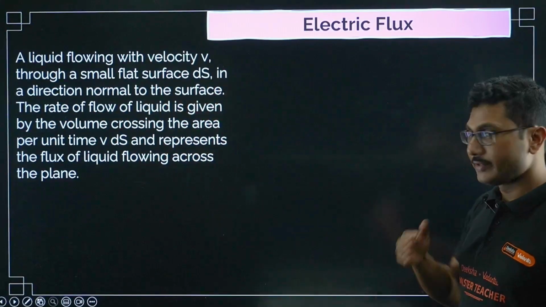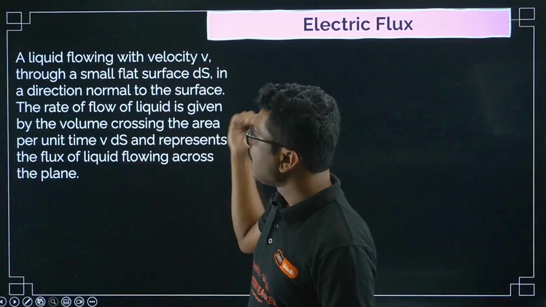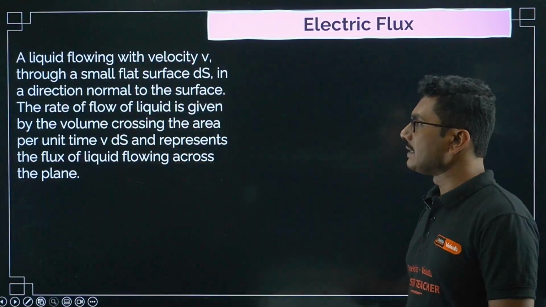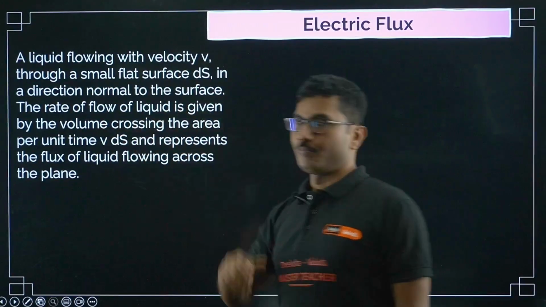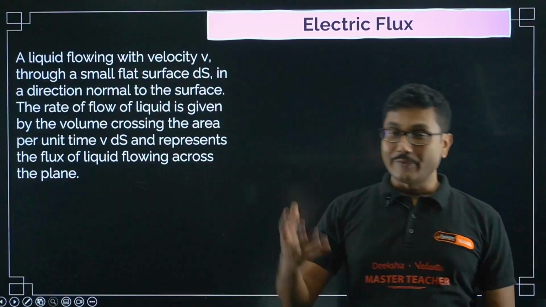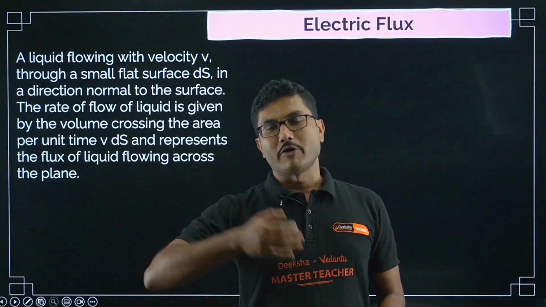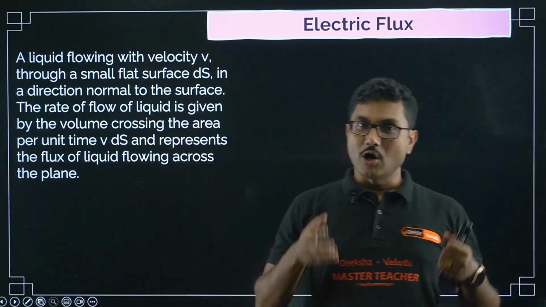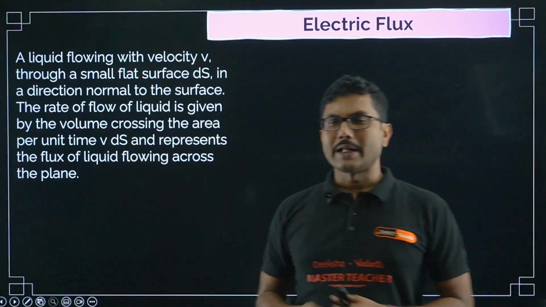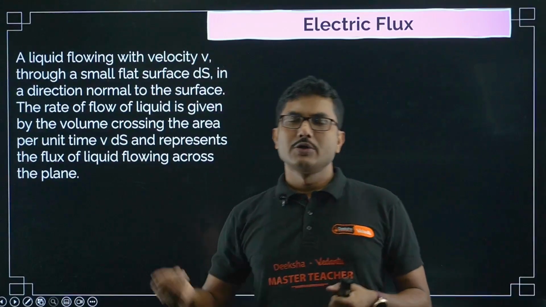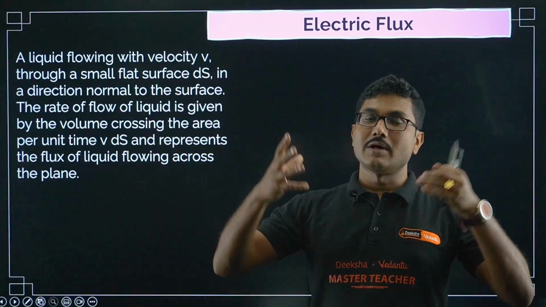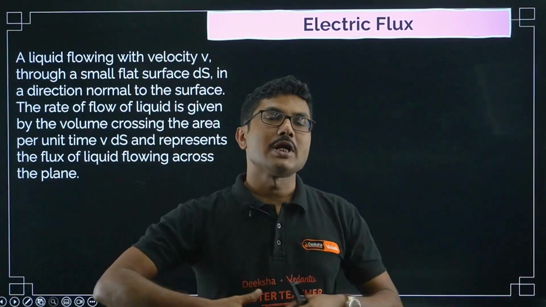Normal to the surface means, we will see that, just wait for a second. In a direction normal to the surface, the rate of flow of the liquid is given by the volume. When you are talking about liquid, then you have to talk about volume. How much liquid is flowing through the pipe? How do we know that? For that you have to estimate how much volume of liquid, for example water. You are watering your garden, so how much water is actually going there? For that you have to measure the volume of liquid that is coming out of the pipe.